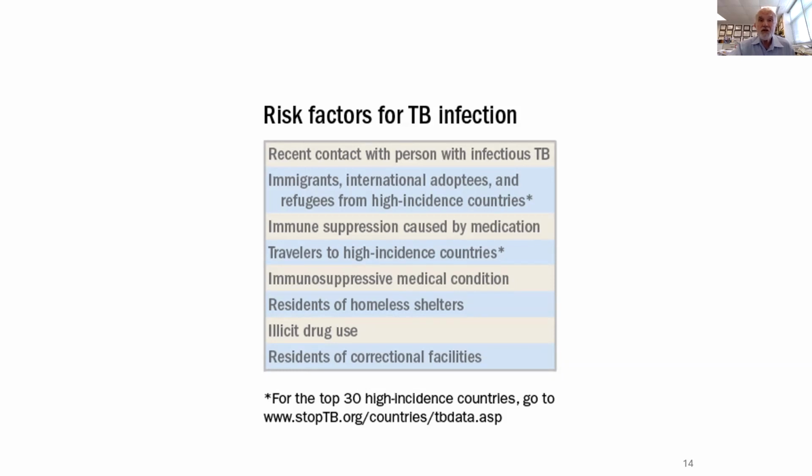Homeless shelters, illicit drug use, and correctional facilities. So our patient, JW, would be considered somebody with illicit drug use as well as a resident of a correctional facility. So he meets the criteria of a risk factor for TB infection. Next slide.